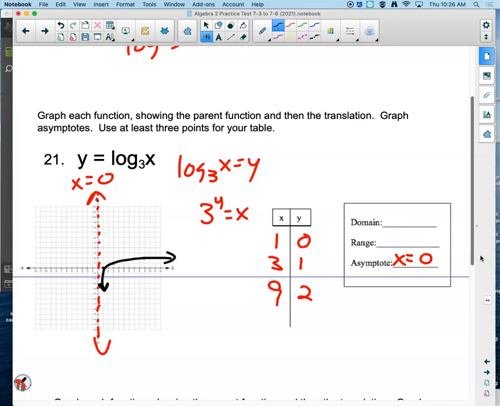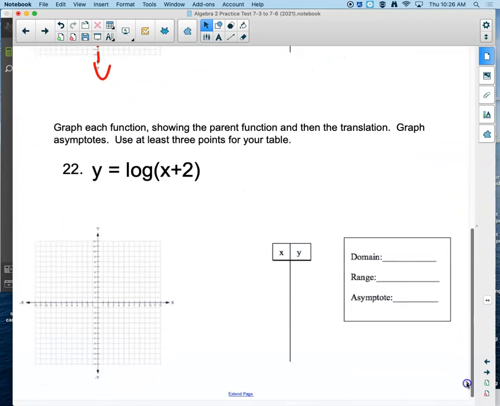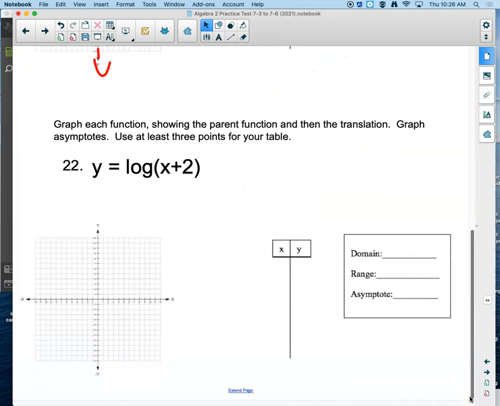So domain does not appear, we're using all the x's. X is greater than 0. Range, up and downers? Yes, that one's all reals. Again, this one didn't require a translation, so we didn't have to have a parent and then our moved graph, but this one will.